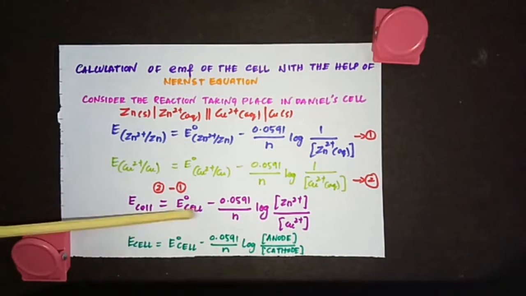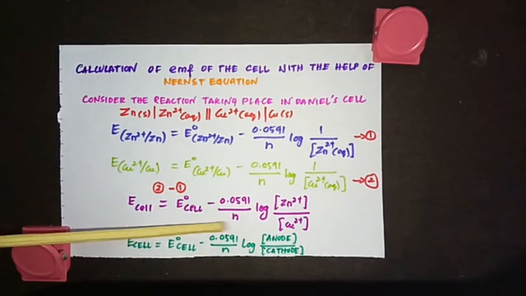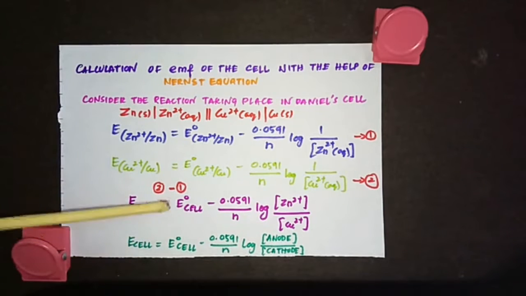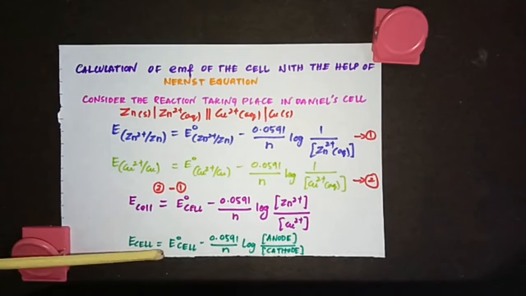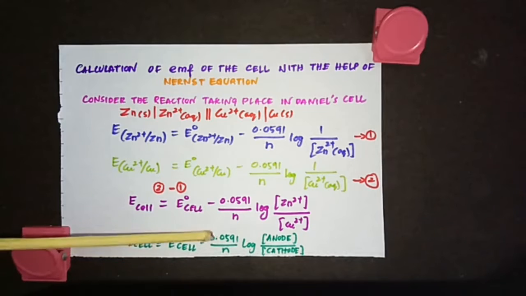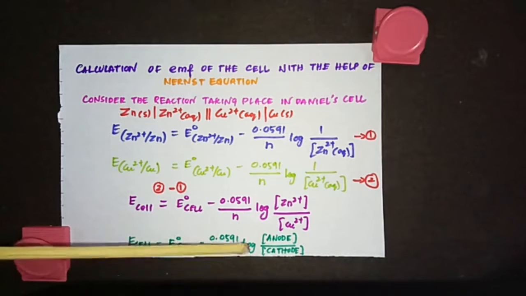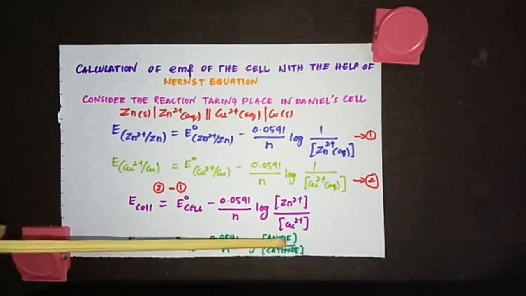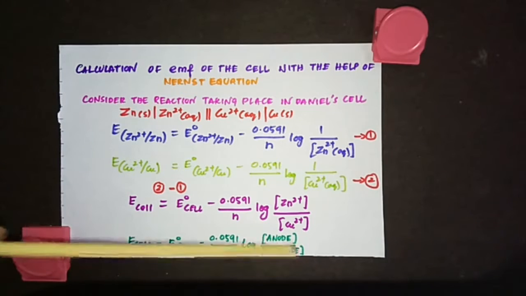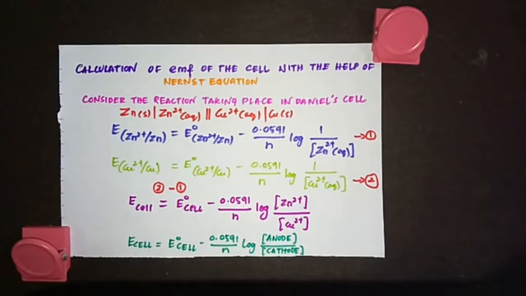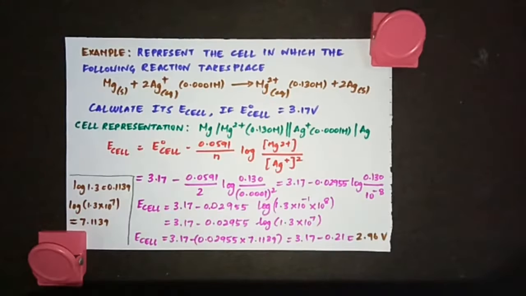So this is the Nernst equation for calculating the EMF of the cell. So generally you can take E cell is equal to E naught cell minus 0.0591 by n log concentration of ions at anode by concentration of ions at cathode. Now let's try to solve a problem based on this. Then you will have a clear picture about this Nernst equation.